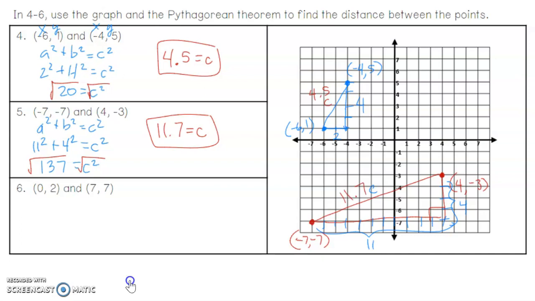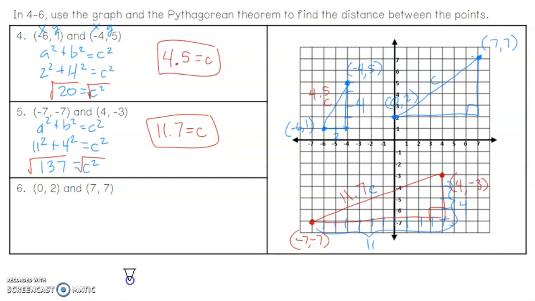Here we go. 0, 2. So 0, 2 is right here. And then 7, 7, so positive 7 up to 7, it's right there. Okay, we're going to connect. Then you draw your triangle. Okay, again, I could go up and over. I can go over. I just keep choosing what I'm going to be able to see, like the axis. I might get a little confused with that, right? Okay, so here we go.